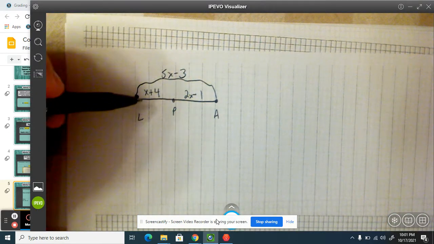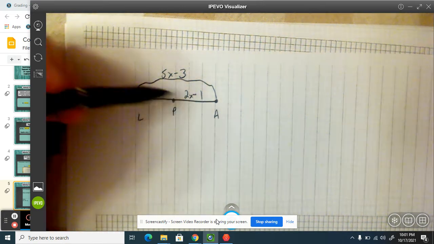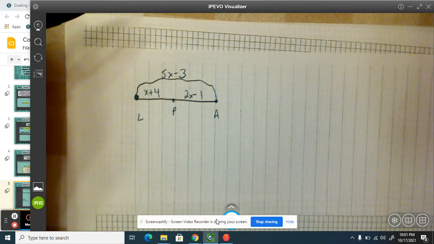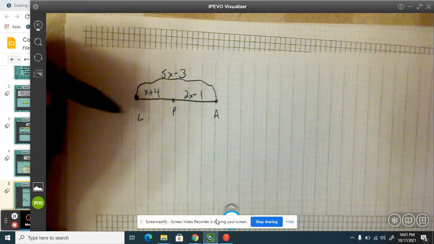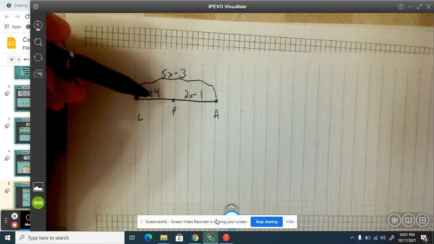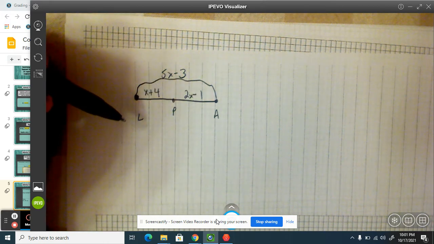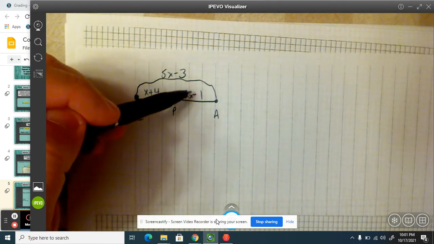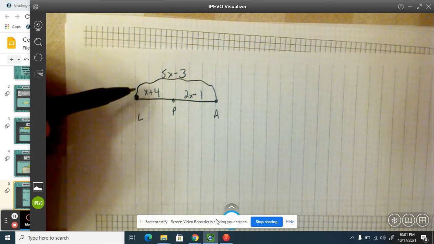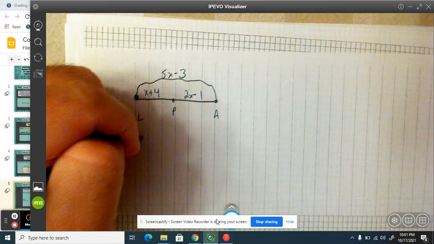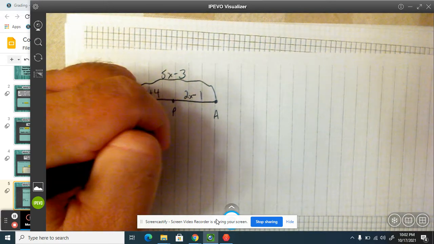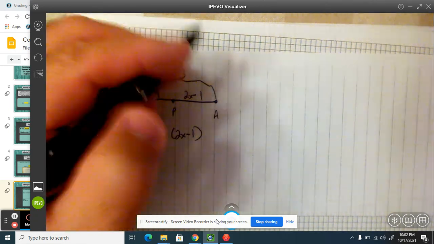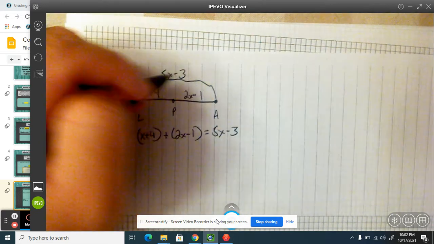Here's the picture. I drew a picture down. P is between L and A. PL is x plus 4. PA is 2x minus 1. The whole thing is 5x minus 3. Now, don't do this any different than we did before. Just because it has a number like this, don't think that it's something that you have to change up. If this was a number 2, this was a number 3, how would you get the whole thing? Well, you would add them together. So you're going to do the same thing here. x plus 4 plus 2x minus 1. So the two smaller pieces are the same as the whole, 5x minus 3.